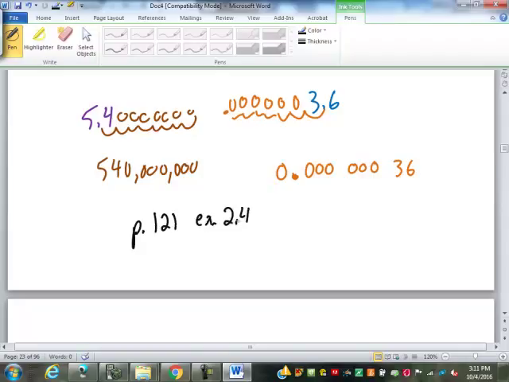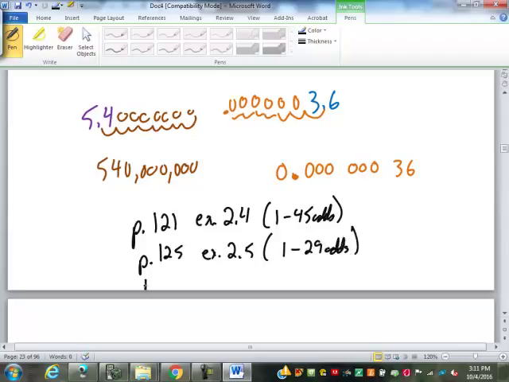In your book, on page 121, exercise 2.4, 1 through 45, the odds. On page 125, exercise 2.5, 1 through 29, the odds. And on page 130, exercise 2.6, 1 through 57, the odds.